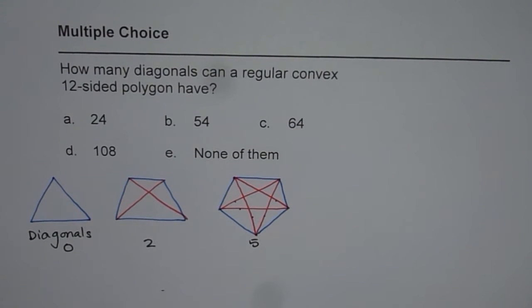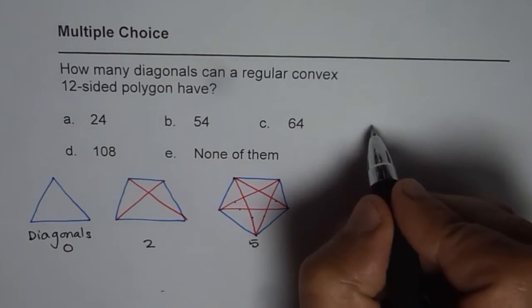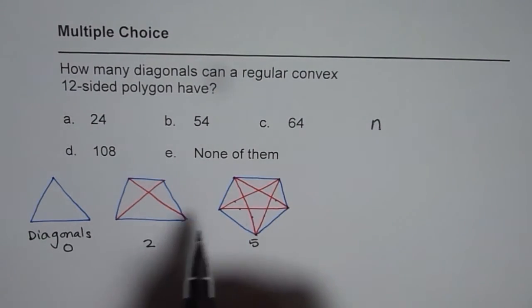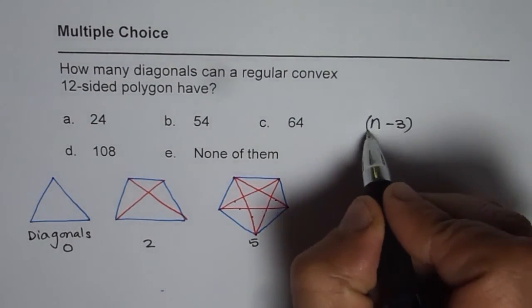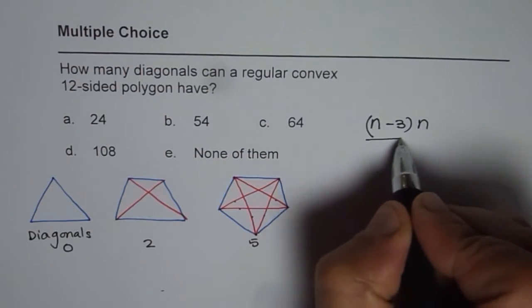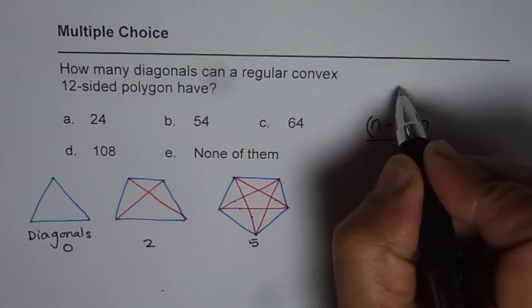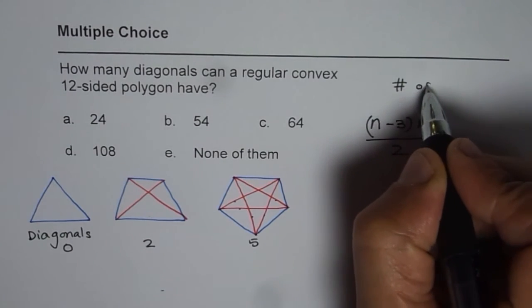So do you see a pattern? Well, if you continue doing like this, you will observe a pattern, and from there we can derive a formula that if n is the number of sides, then the number of diagonals is (n minus 3) times n, divided by 2. So that is the number of diagonals.